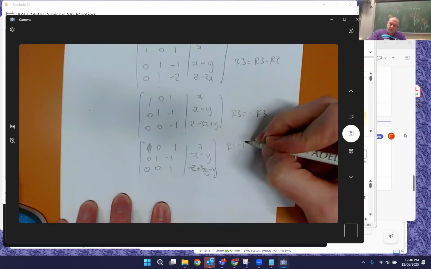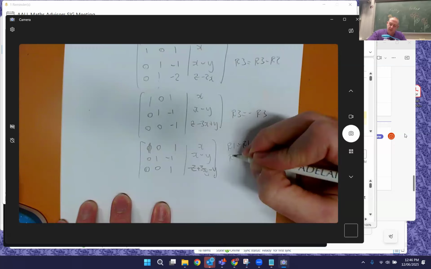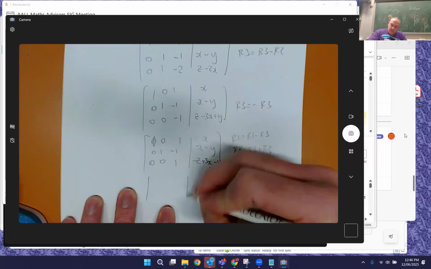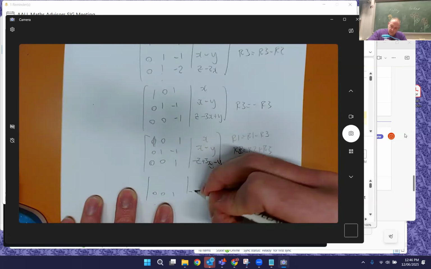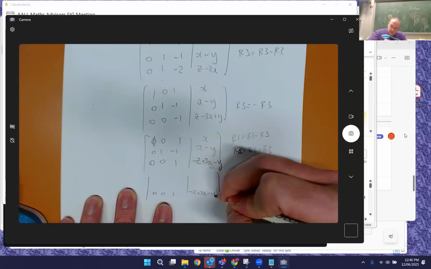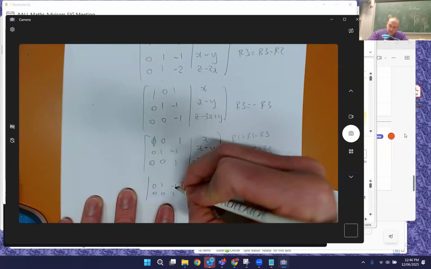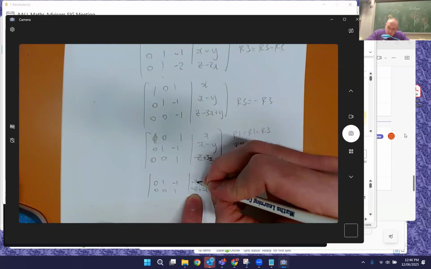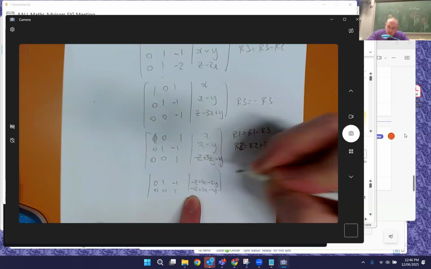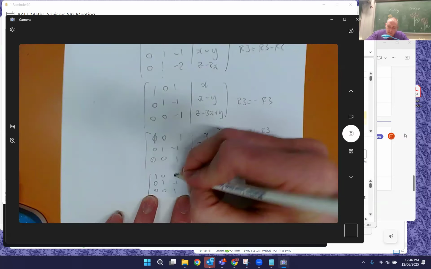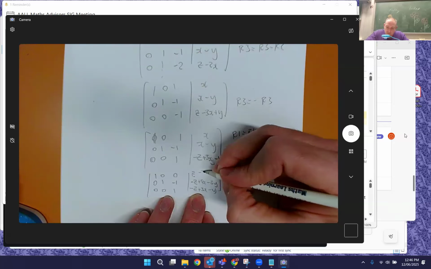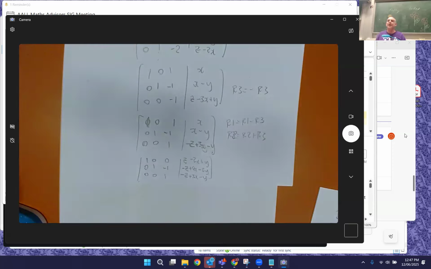Row 1 is row 1 minus row 3, and row 2 is row 2 plus row 3. So I've got 0, 0, 1, minus z plus 3x minus y. So we've got 4x, so minus z plus 4x minus 2y. And we have x minus this, right? So z minus 2x plus y. There they are. They are my linear functionals.